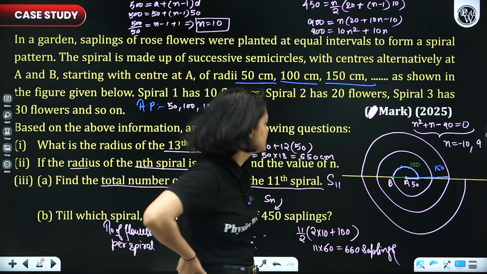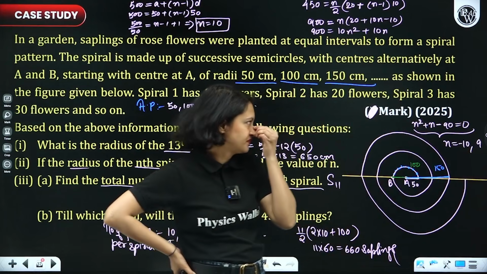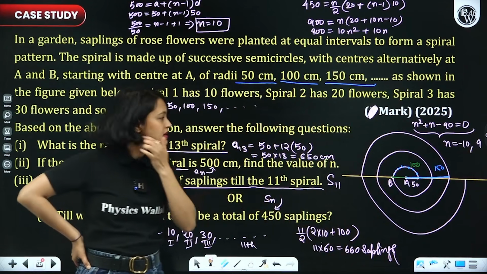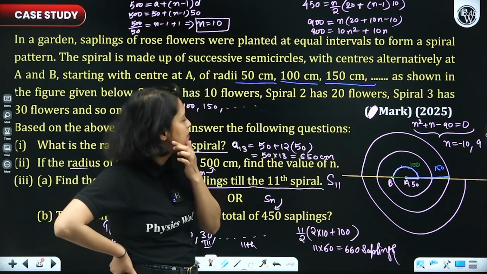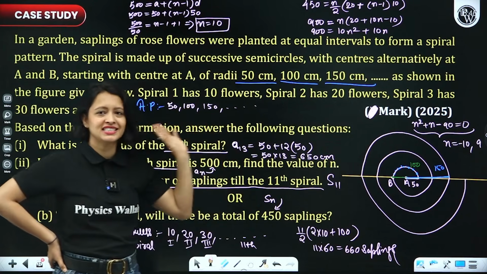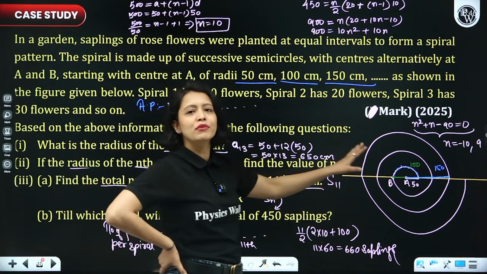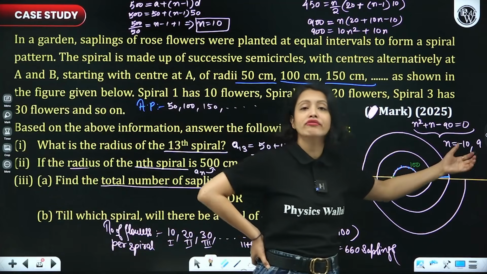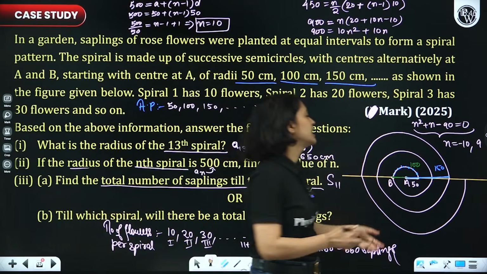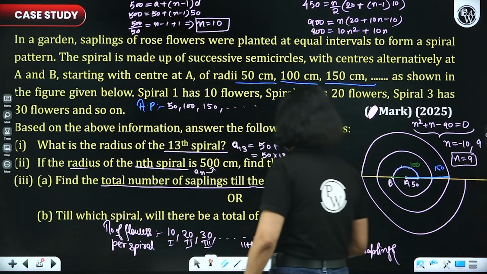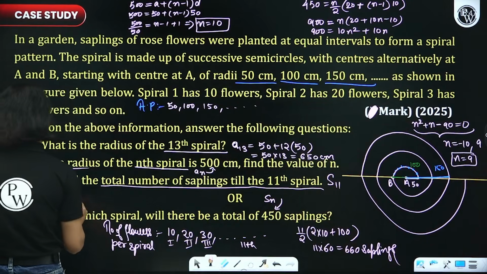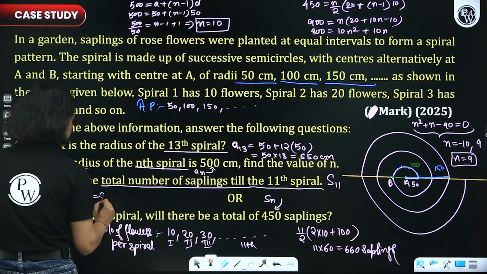Minus 10 comma 9. So clearly the number of spirals cannot be negative. So finally the answer for N is equal to 9. 9. So what's the answer here for the third part, everyone? The third part's answer is N is equal to 9.